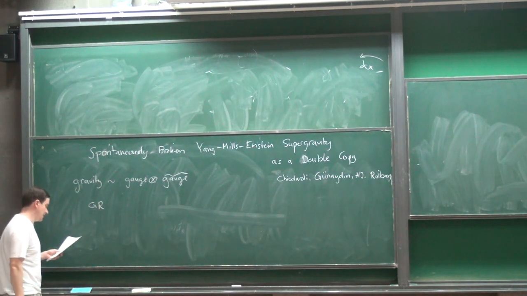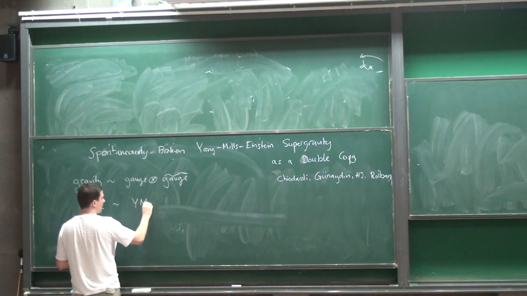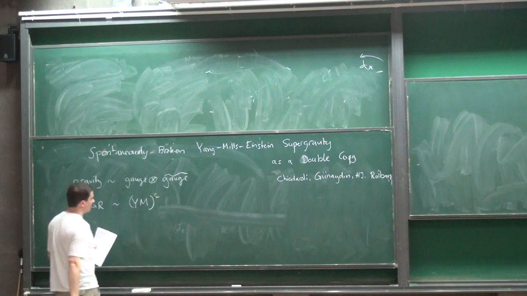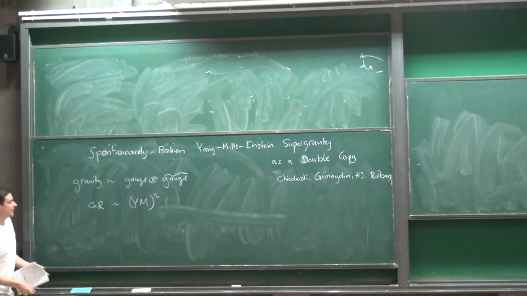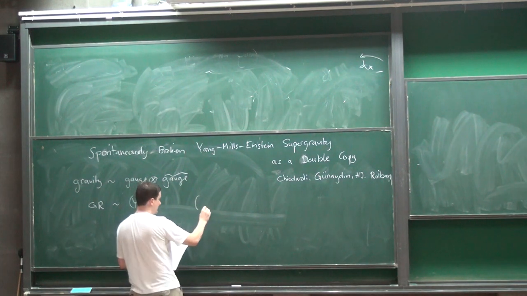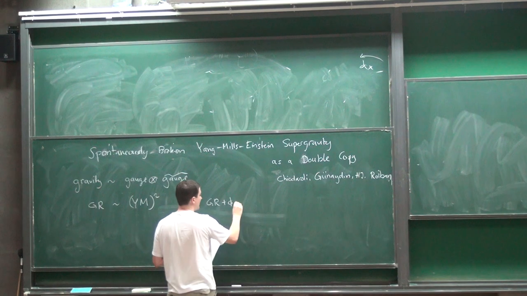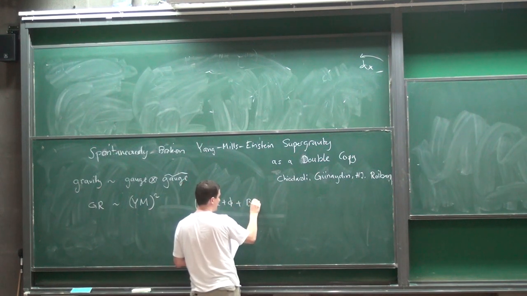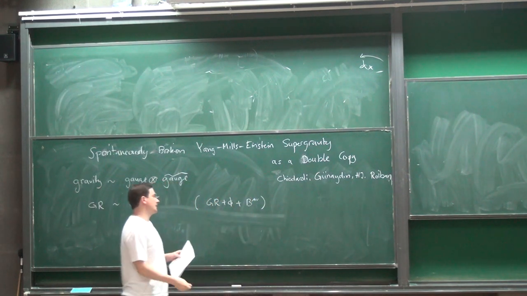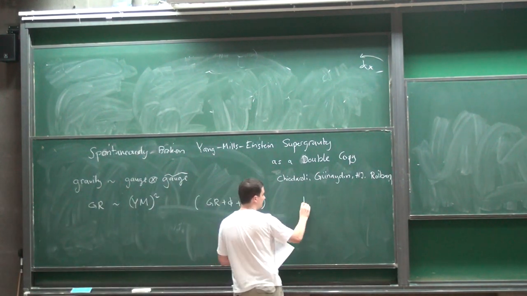And this is maybe more familiar to you: often people say that ordinary gravity is basically Yang-Mills squared, in some appropriate sense. This is not quite correct, because if you actually look at the states, there are also more states. So this is actually GR plus a dilaton plus the B mu nu field, which in four dimensions is an axion. And this is the good old story of KLT.